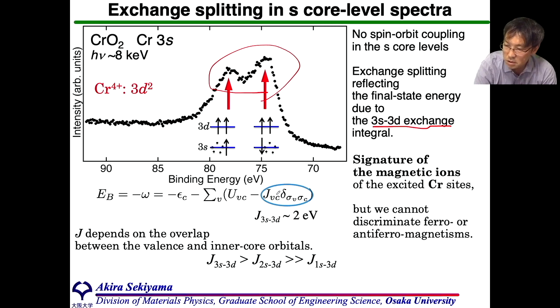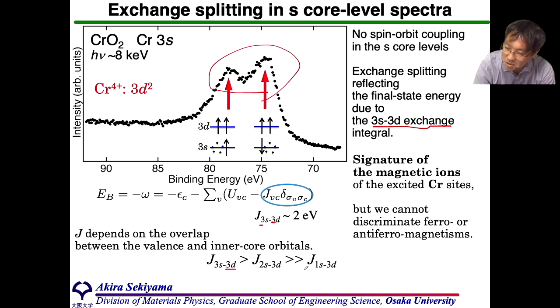So this is a 3s3d exchange energy where the principal quantum number is the same. Of course, a similar exchange is acting on the deeper core levels, for instance 2s3d and 1s3d. But for these states, the overlap becomes smaller and smaller with the 3d state. Therefore, the energy itself becomes lower and lower.